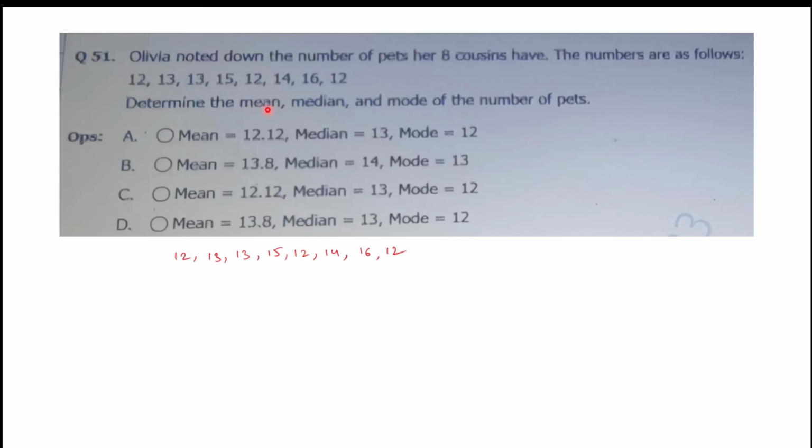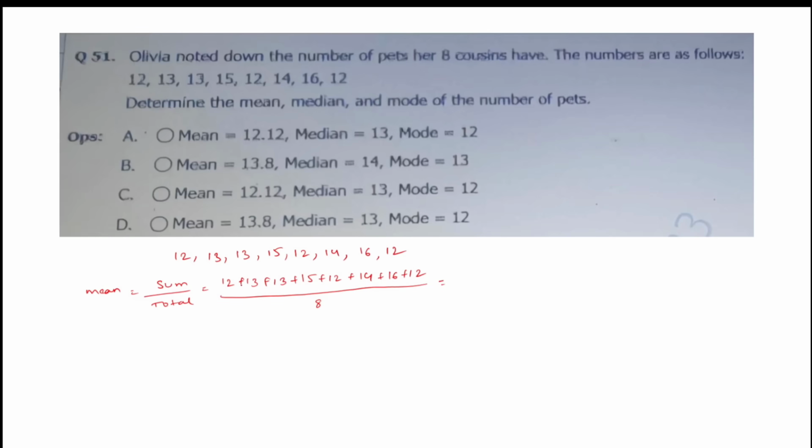So at first we will calculate the mean. The formula to calculate the mean is the sum of observations divided by the total number of observations. That means we need to add all of these observations: 12 plus 13 plus 13 plus 15 plus 12 plus 14 plus 16 plus 12, divided by the total number of observations. So here total 8 observations are available. We need to divide the addition by 8.